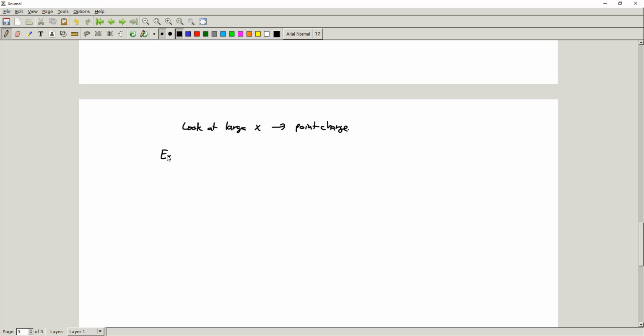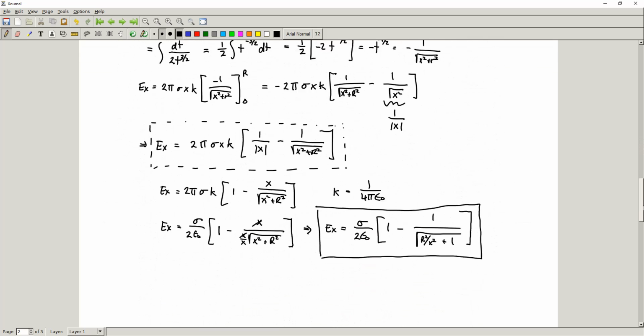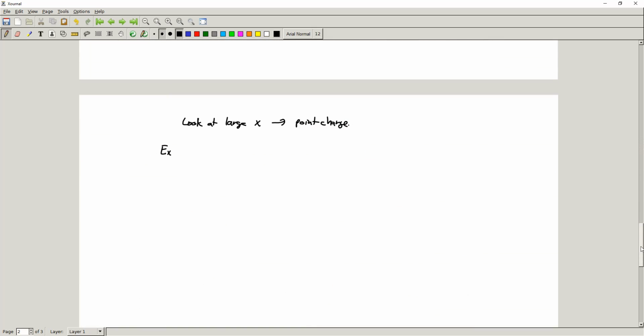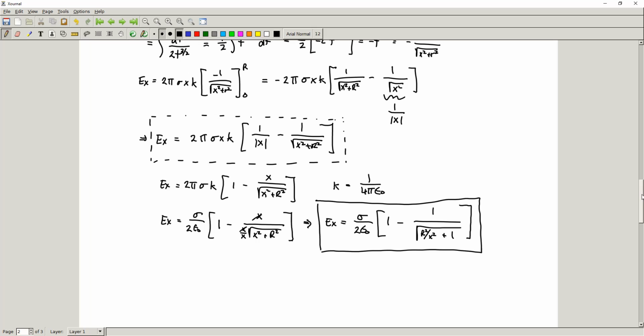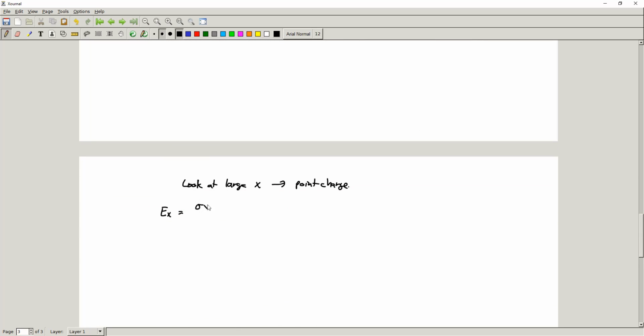So what are we doing when we're looking at large x? Our point is floating off to the right here, and we're getting farther and farther from the disk, so it's looking more and more like a point charge, and we hope to see a point charge, right? So like I said, we can manipulate this expression that I have in the dotted box pretty easily here to give us back this expression here. This is just substituting in for k, the 1 over 4 pi epsilon naught. And if we do that, we end up with this.